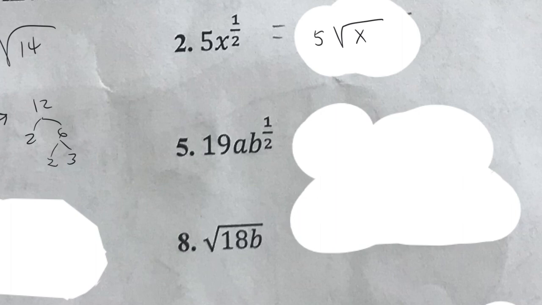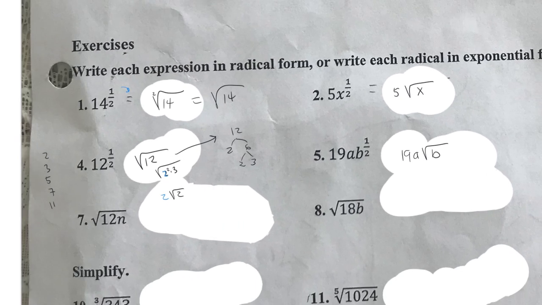The variable that has a fractional exponent is b. A does not have an exponent, 19 does not have an exponent, so therefore 19 and a are minding their own business on the outside of the radical symbol, and then you have that b right there, so that's that one.